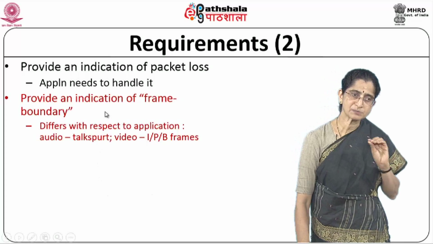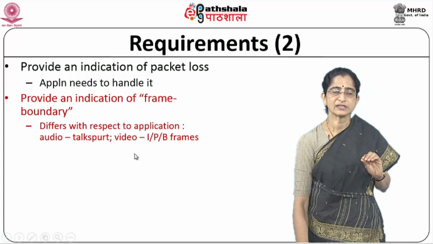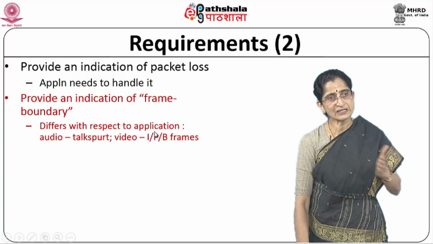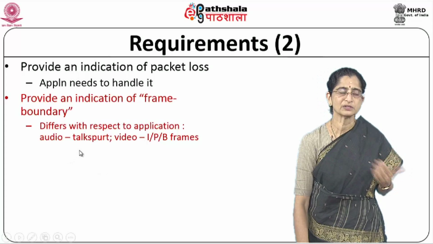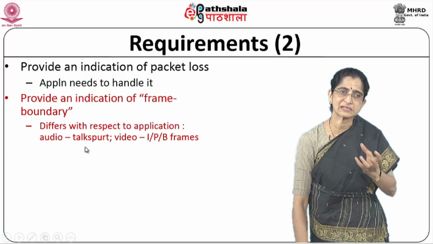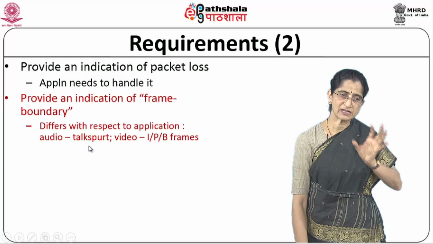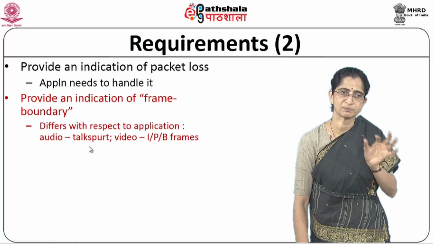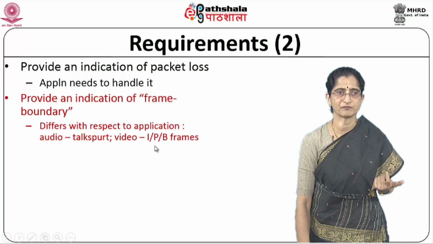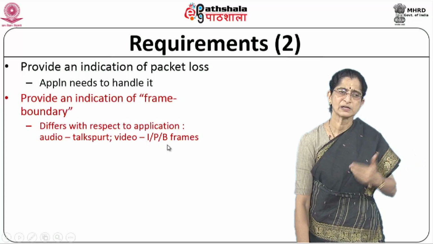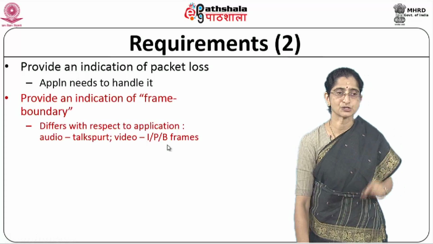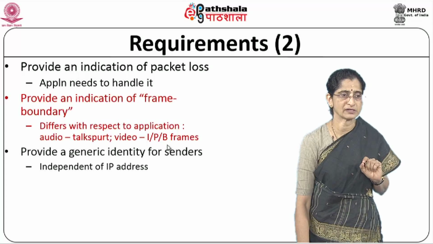Second thing is, you must provide some indication of frame boundaries. Now, the reason we talk about frame boundaries is that different applications have different kinds of boundaries. For instance, when we talk of audio, we talk about talk spurts. That is, there is a time when there is continuous speech happening, and then there may be some silent periods. So, when you are transmitting data, you have to indicate that this is the beginning of a talk spurt or the end of a talk spurt and so on. Similarly, when looking at video data, you may be sending different types of frames. We talk about I frame, P frame, B frame and so on. So, there are different requirements of frame boundaries for different applications, and we must be able to support these different frame boundaries as well.